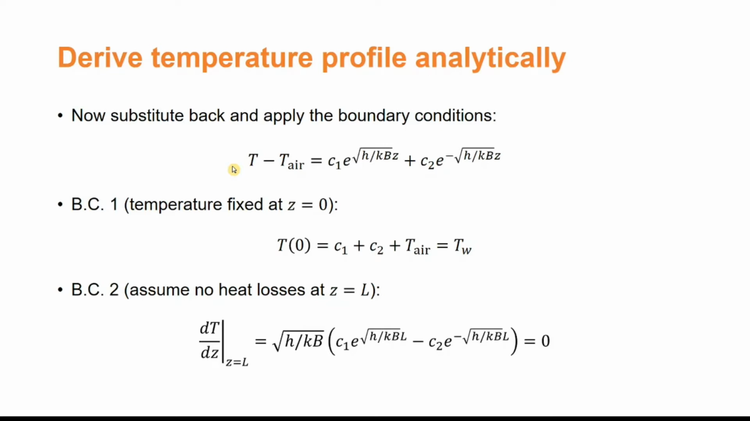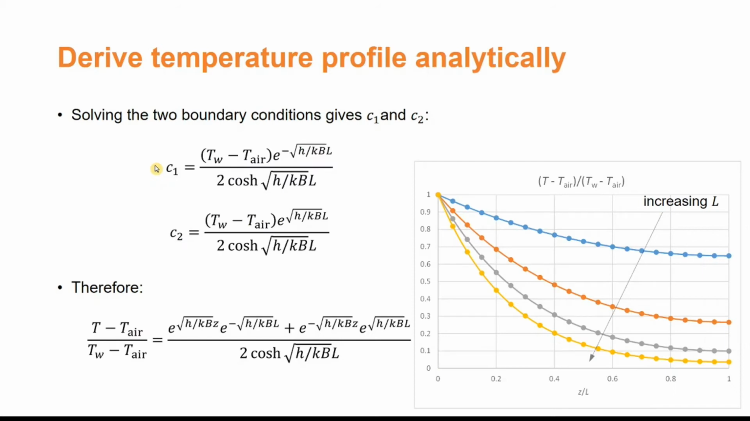Now, it's just algebra. First, we can substitute back for T, and then apply the two boundary conditions in order to get the two constants, C1 and C2. You need to solve these boundary conditions simultaneously in order to get C1 and C2. And that then gives us C1 and C2 as follows. And the final solution is here.